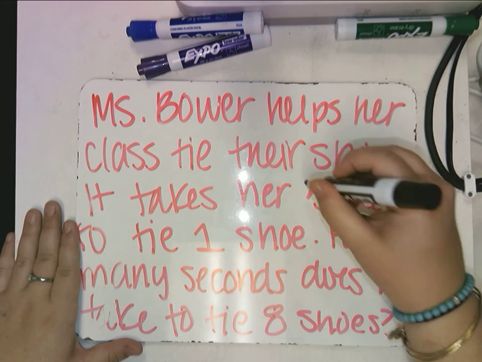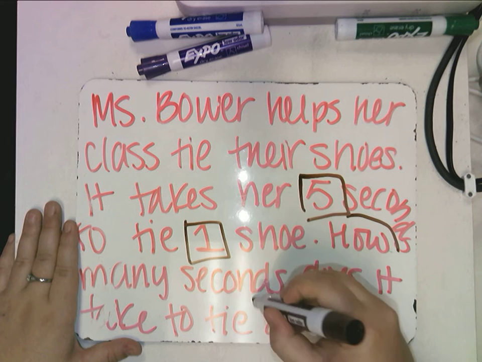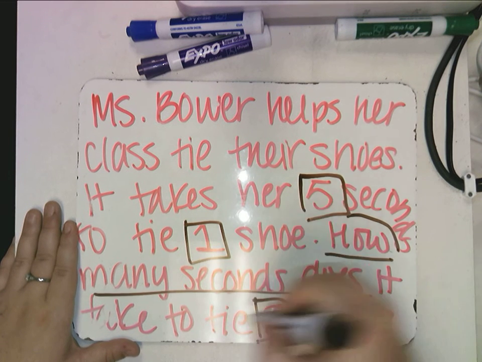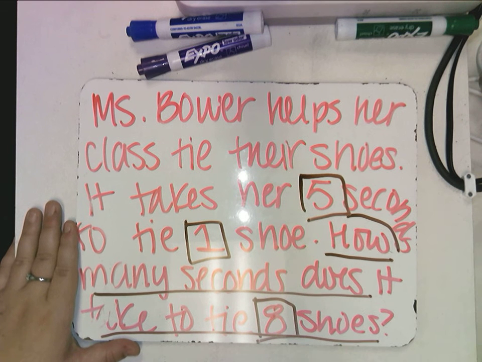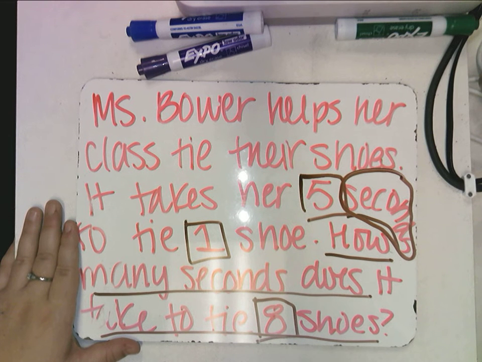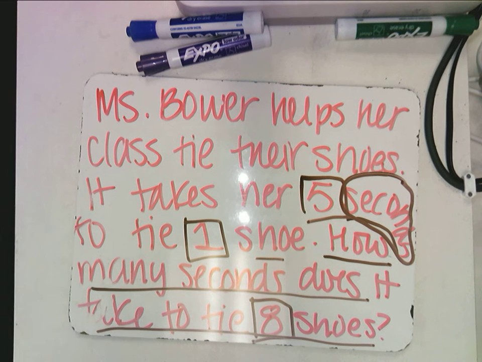Okay, let's start and box our numbers. I see 5 here, I see 1 here, I see 8 here. Let's underline our question: how many seconds does it take to tie 8 shoes? And let's circle some keywords. A keyword definitely is seconds, so we know what unit of measurement we're talking about. Seconds are very different from hours. We're talking about seconds and shoes, but I'd say our major keyword is seconds.